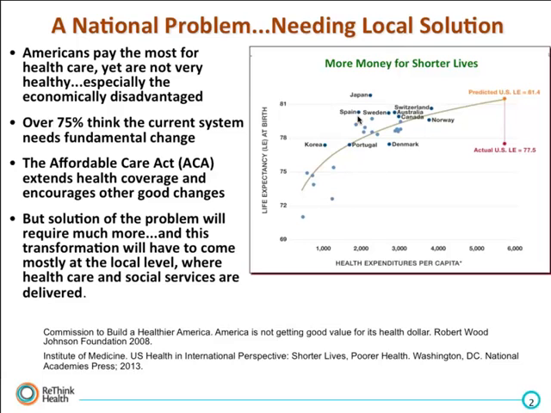So the solution of this problem will require more than can be done at the national level, and this transformation will have to come largely at the local level, where the actual services are delivered and where each community is going to have to decide for itself how best to make progress on multiple issues of healthcare cost and quality and health disparities.